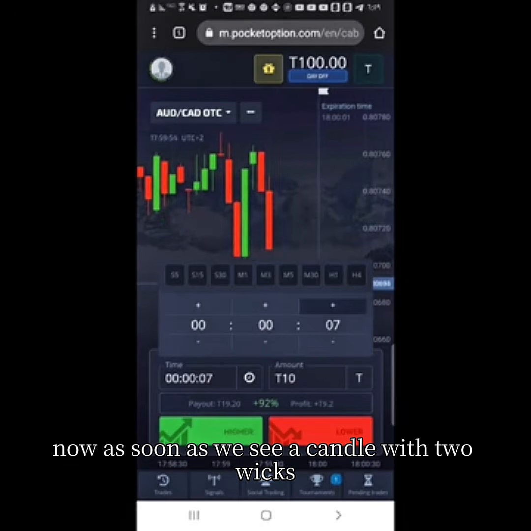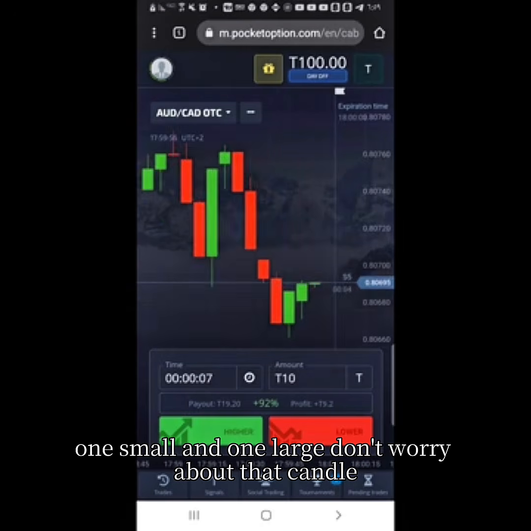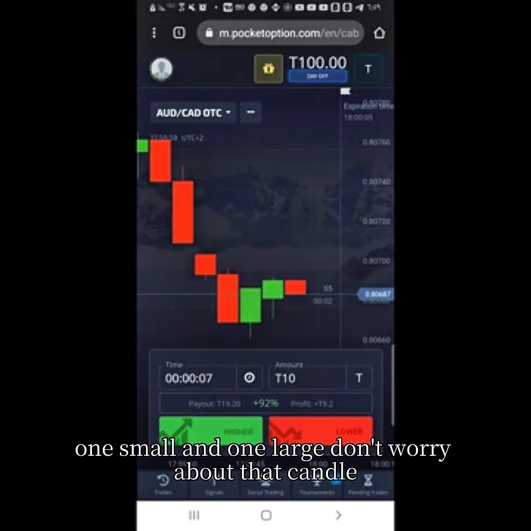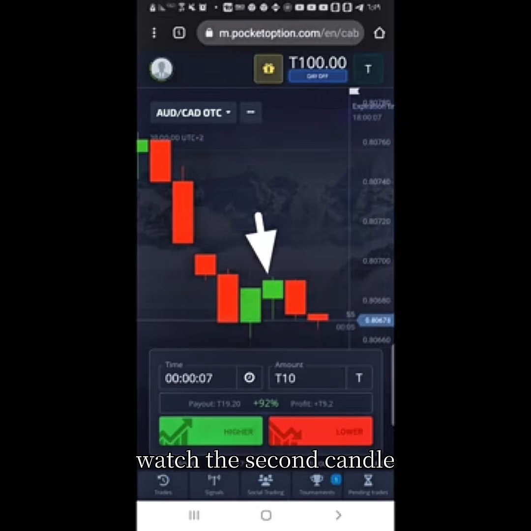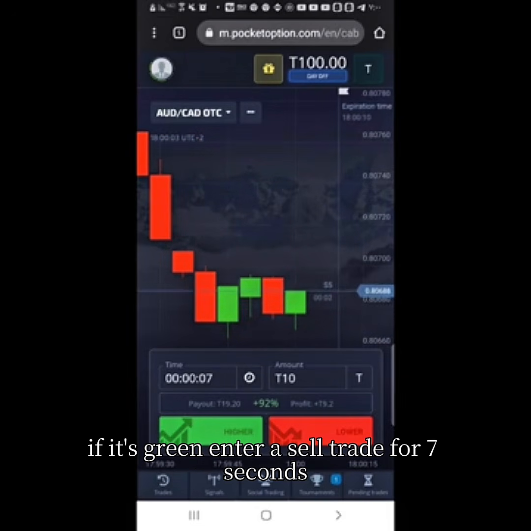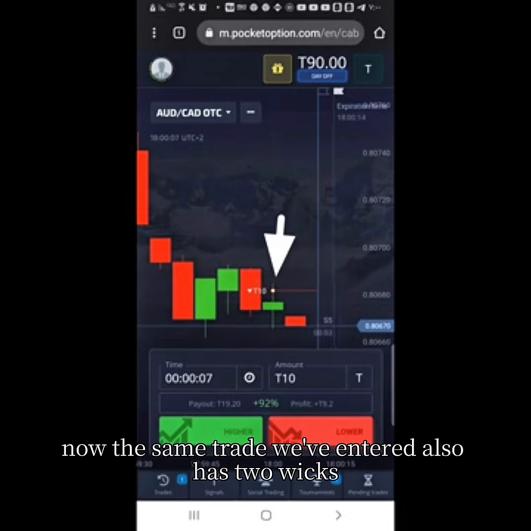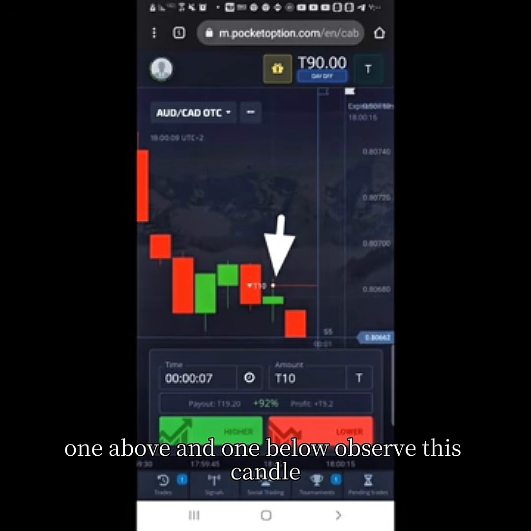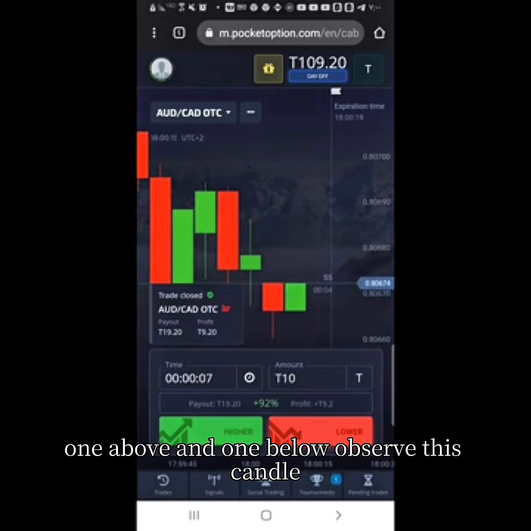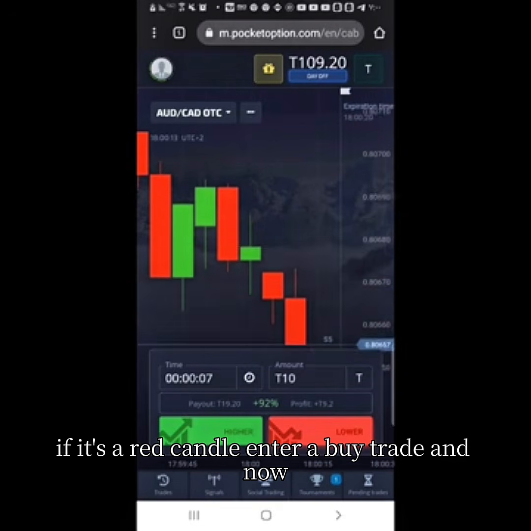Now, as soon as we see a candle with 2 wicks, one small and one large, don't worry about that candle. Watch the second candle. If it's green, enter a sell trade for 7 seconds. Now, the same trade we've entered also has 2 wicks, one above and one below. Observe this candle. If it's a red candle, enter a buy trade.